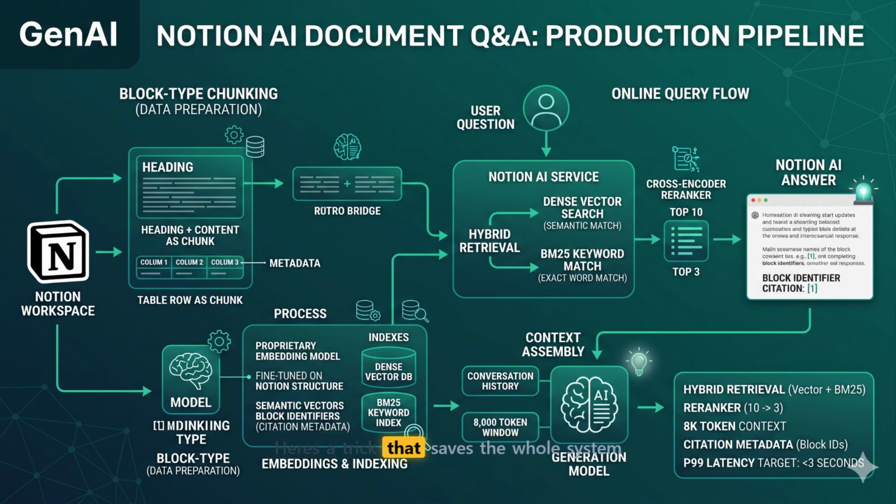Here's a trick that saves the whole system. Those citations in the final answer aren't triggering a second search. They're block identifiers attached at the start, back when the document was first ingested. They travel with the data through every single step. If you strip that metadata early, you'd be forced to run a second retrieval pass for every single click. By keeping it attached, the citation is essentially free, with an 8000 token context window and a P99 latency target of under 3 seconds. It's a tight machine.